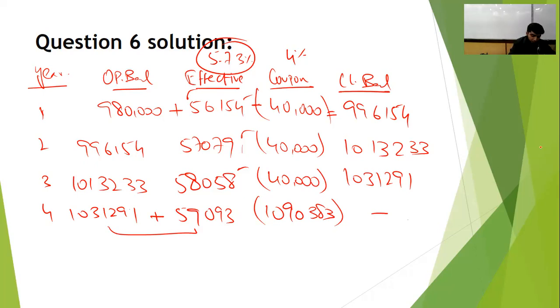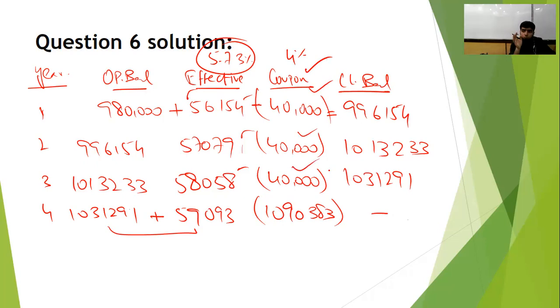Let me give you another analysis. Just have a look over here. If I calculate the total amount received by the investor in these 4 years, just check out the coupon column. In year one, the investor received 40,000 in terms of cash. In year two, the investor received 40,000 in cash. In year three, the investor received 40,000 in cash.